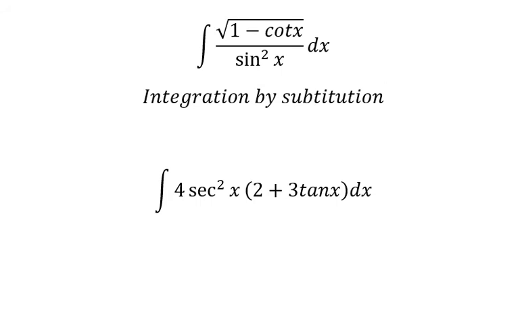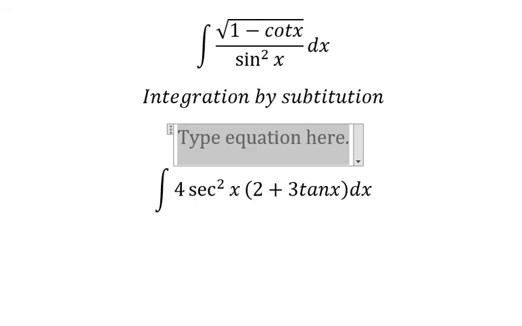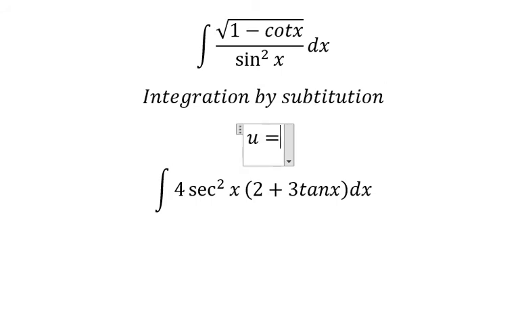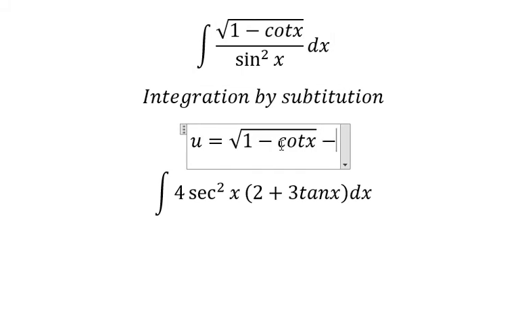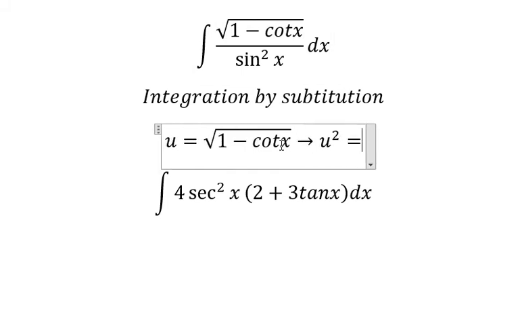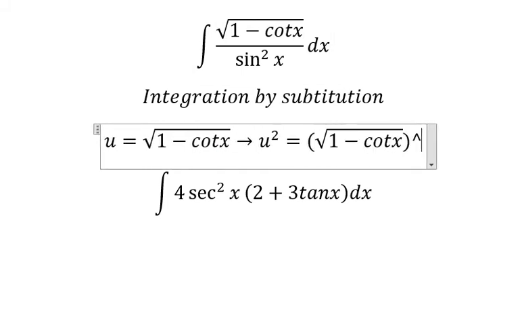So I will put u equals to this one. So we put the square for both sides to cancel the square root.